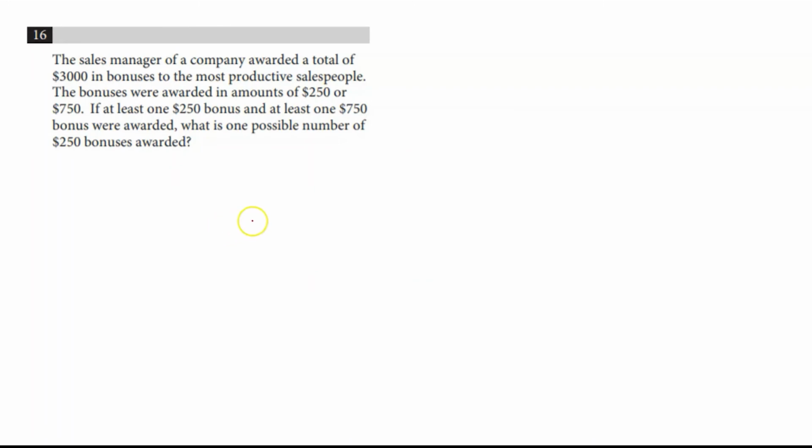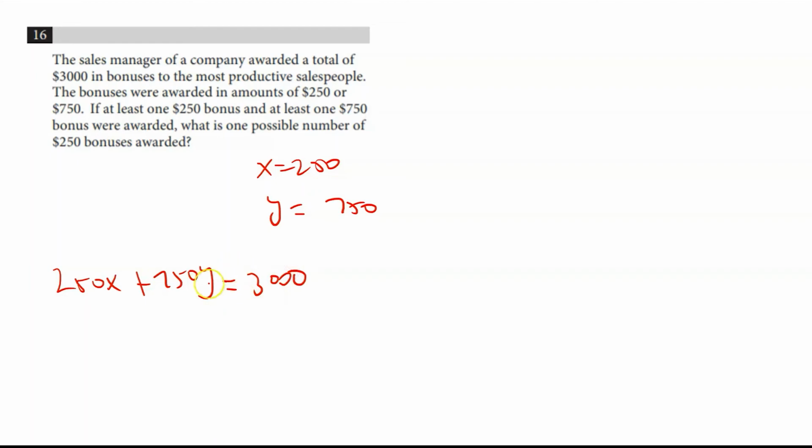Okay, so we can call x the number of $250 bonuses awarded, and y the number of $750 bonuses awarded. And we have a total of $3,000 in bonuses, where it includes at least one $250 bonus and at least one $750 bonus. So we can write that 250x plus 750y equals 3,000. We can easily factor out 250 here.